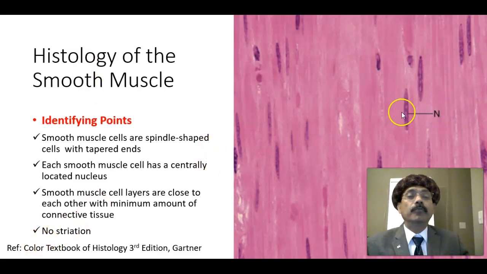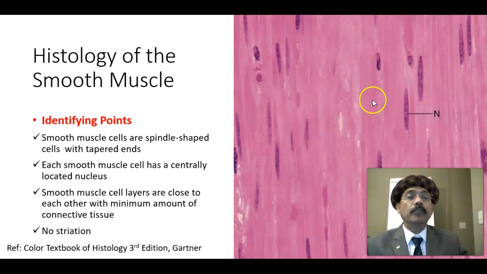Today I will discuss the histology of the smooth muscle. The smooth muscle cells are spindle-shaped cells with tapered ends. So this is the smooth muscle cell and it is spindle-shaped. It has tapering ends and each cell contains one centrally located nucleus.